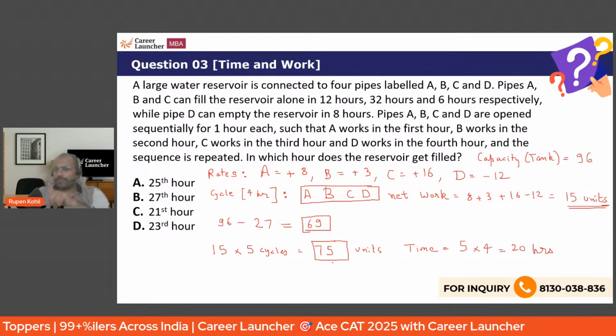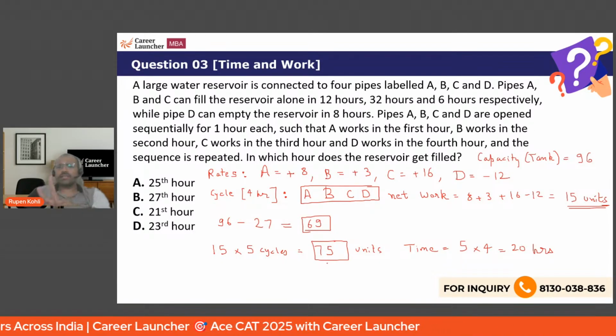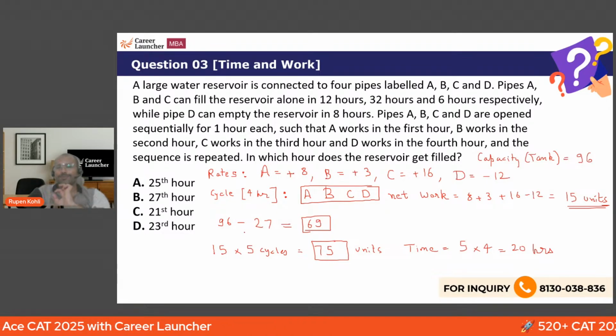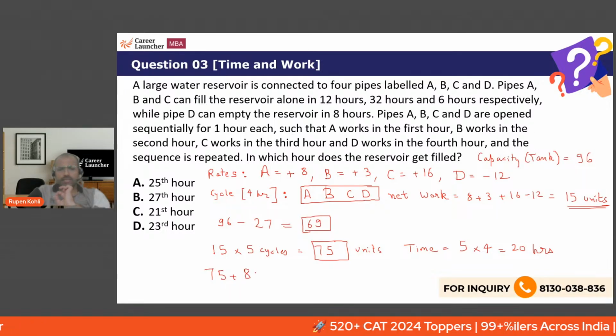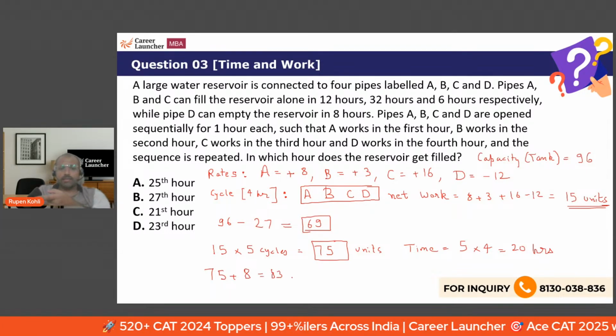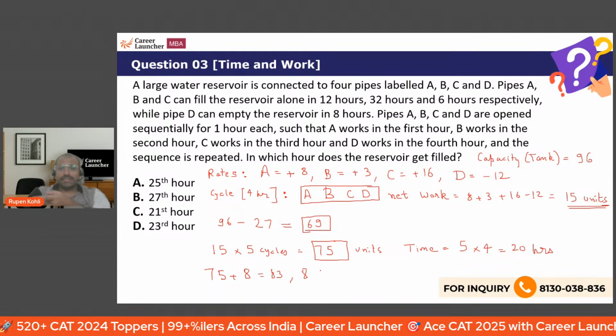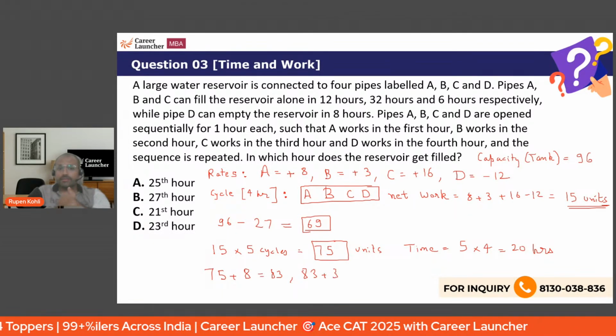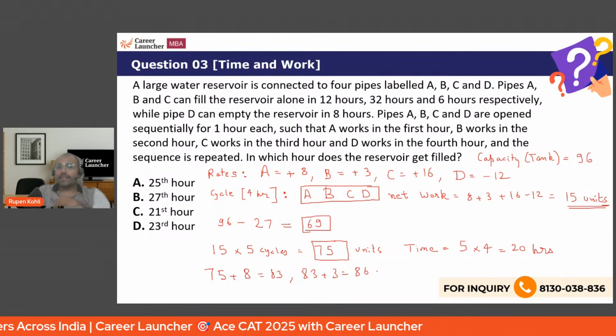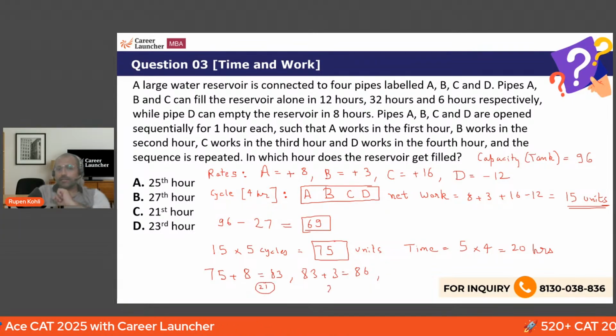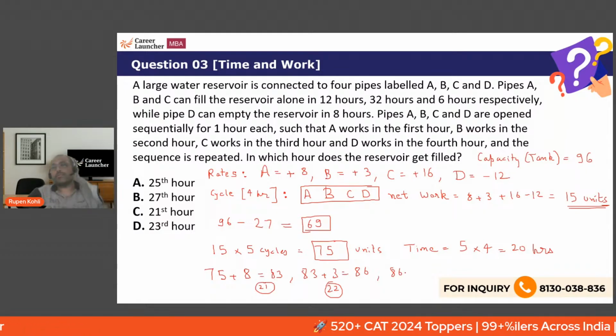Then, after the 75, we know within the next 3 hours, the tank must get filled because of our backward calculation. So 75 plus 8 is still not there. It is 83. Then 83 plus 3, we are still not there. We are at 86. But this is the end of the 21st hour. We are not done. This is the end of the 22nd hour. We are not done. But 86, and then we can do plus 16.